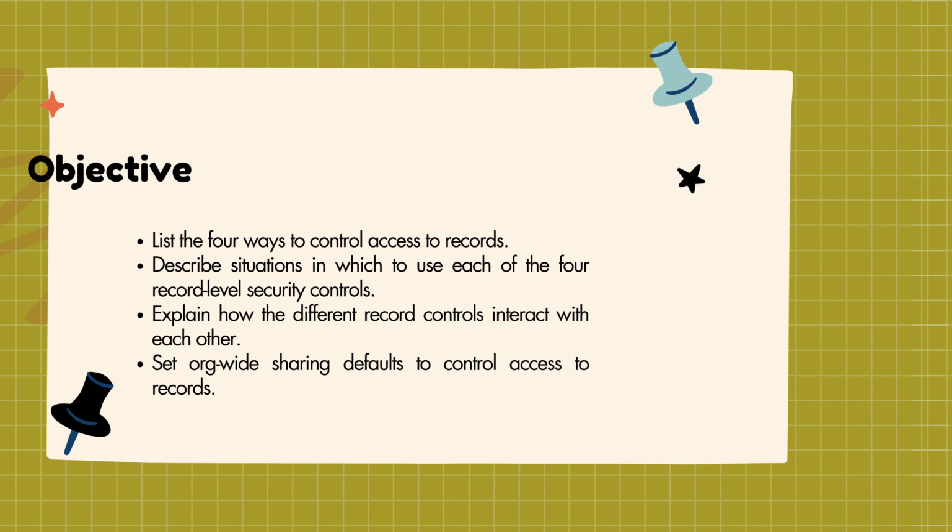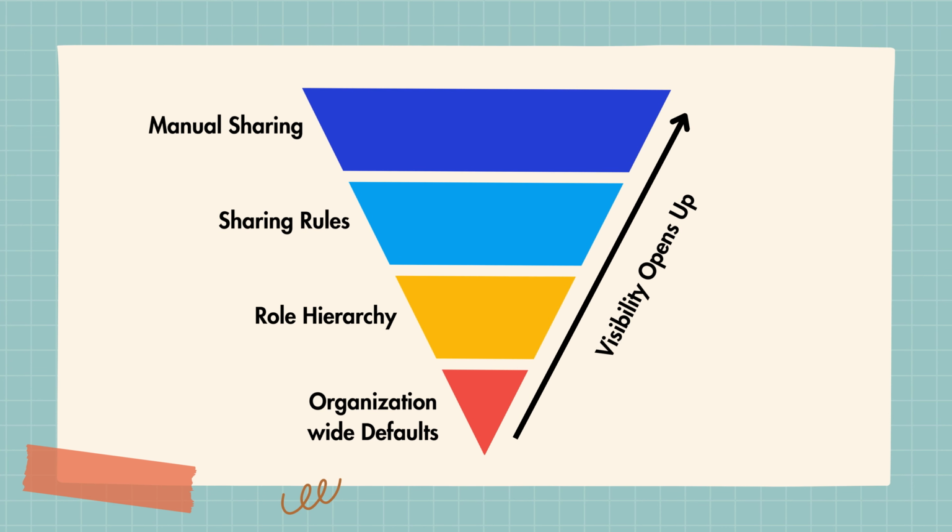your organization. Record-level security is about determining which individual records users can view and edit within the objects they have access to in their profile. It involves asking crucial questions about access requirements. Let's kick things off by highlighting the 4 ways to control access to records and understanding when to use each of these record-level security controls.